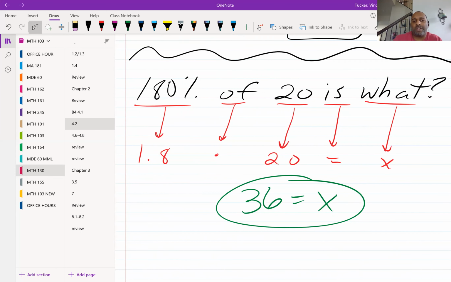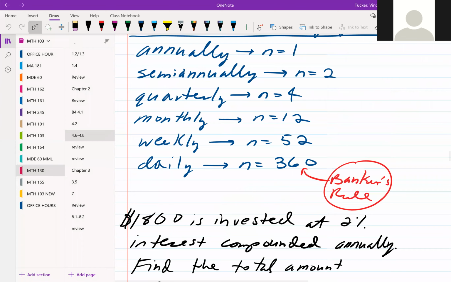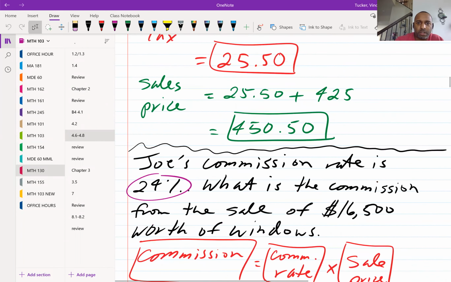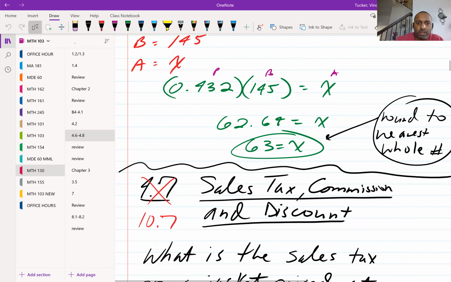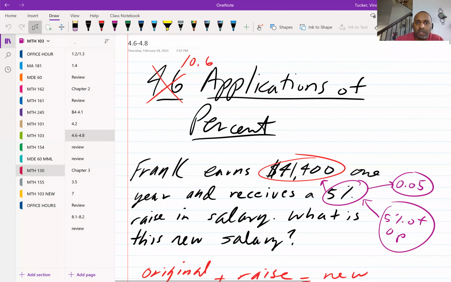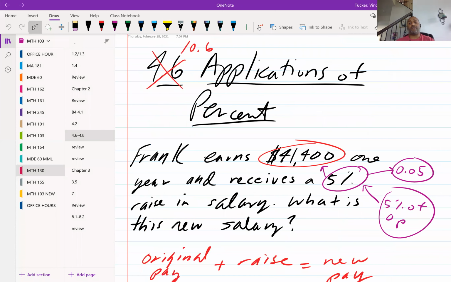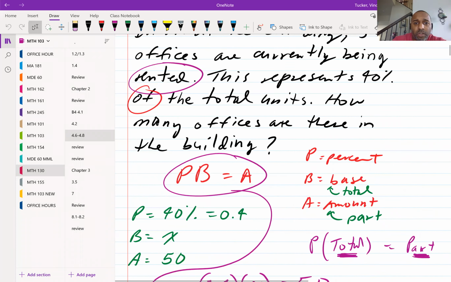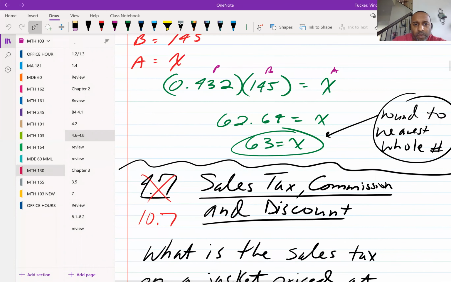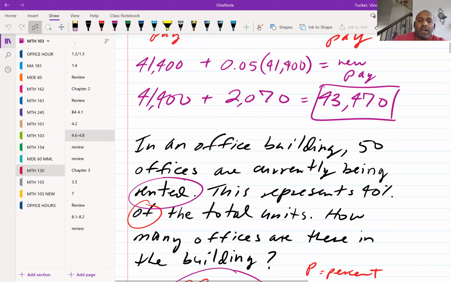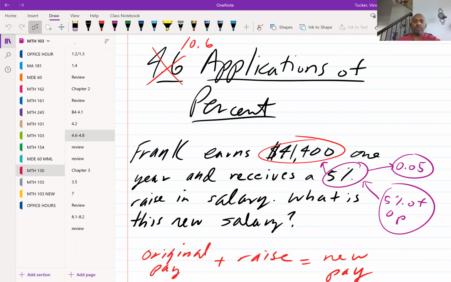All right. Anything else? Anybody else? Everybody good? All right. So let's look at what's going on here. Which section? So that's 10.7, 10.6. Yep. So it skips 10.5 and goes to 10.6, Applications of percent. So, that's okay. This stuff's short. All right. So let's look at 10.6.